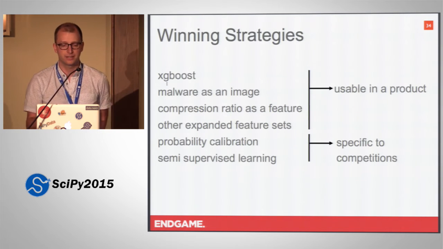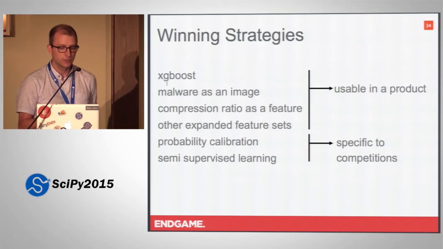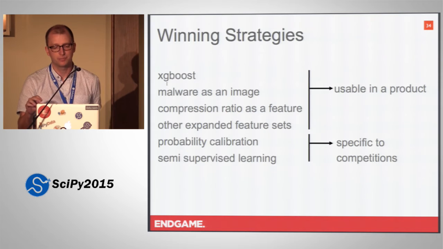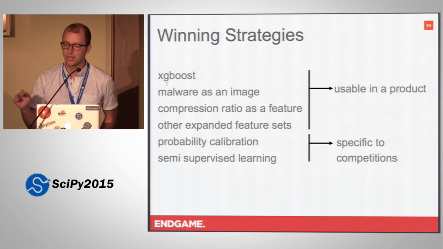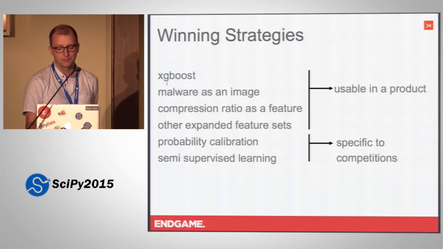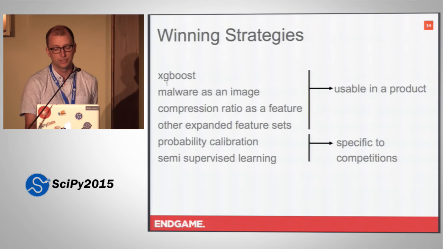The last 2 are kind of strategies that were only useful in this competition, in that teams calibrated their final probabilities to exactly minimize the log loss, which was the metric that the competition was judged on. Semi-supervised learning was where some of the teams were able to learn a little bit from the test set and incorporate that into their models.